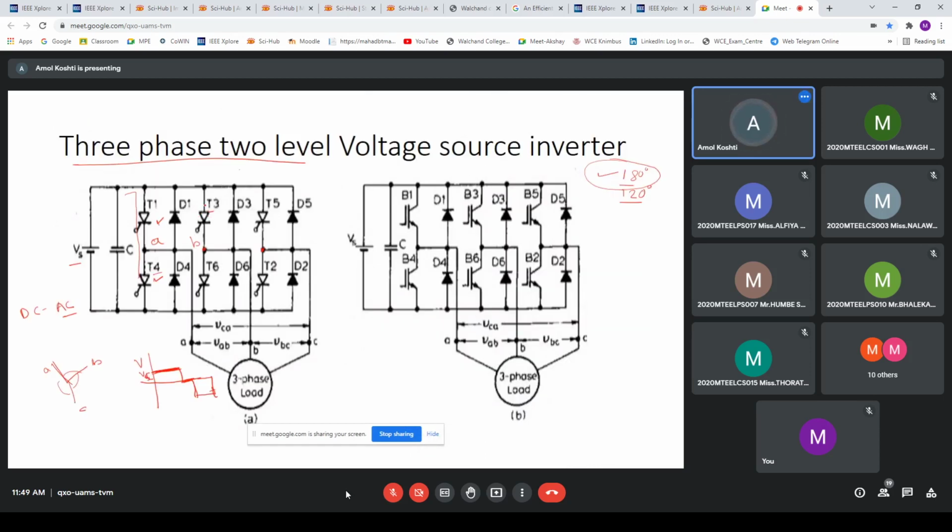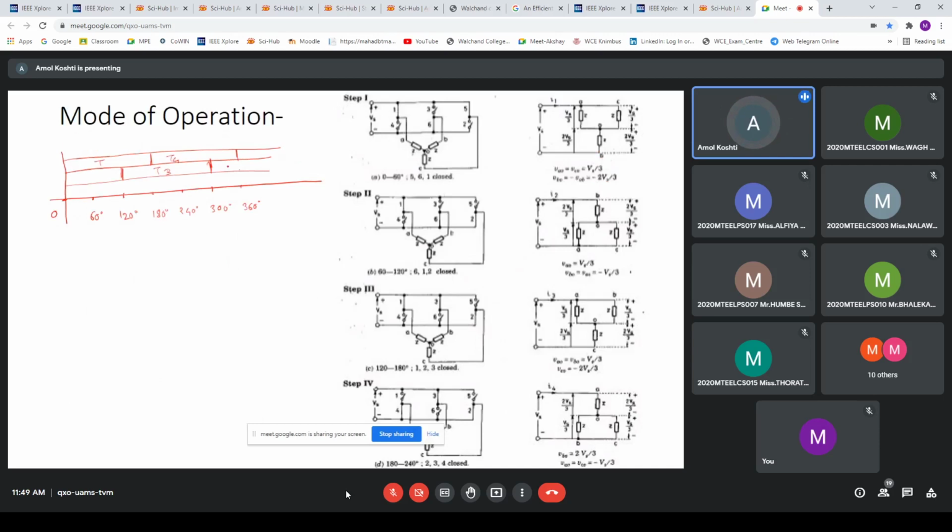After 180 degree conduction of T3, T6 will conduct for 180 degree. So here we will take T6 from 300 to 360 degree, which is 60, plus from 0 to 120. Here it is also T6. So total 120 plus this 60, so for 180 degree, T6 will conduct.